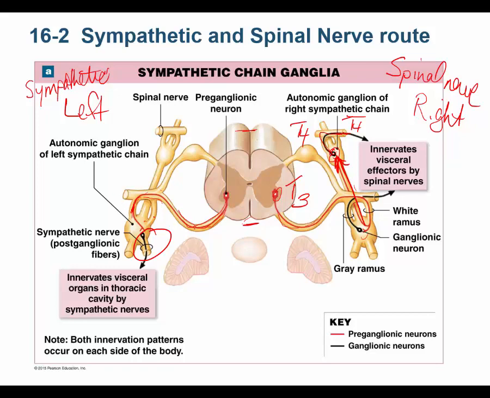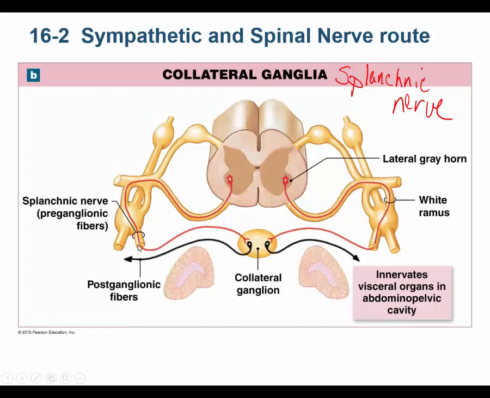With the sympathetic nerve route, the synapse occurred in the sympathetic chain ganglia, and the postganglionic neuron is going through the sympathetic nerve. With the splanchnic nerve route or the collateral ganglia nerve route, the preganglionic neuron is traveling through the splanchnic nerve. It doesn't synapse until you get to a collateral ganglia, and then the postganglionic neuron goes out to its effector organ or effector gland. This is called the collateral ganglion route. So that's the third route you've learned. You learned the sympathetic nerve route, you learned the spinal nerve route, and now you've learned the collateral ganglion route.